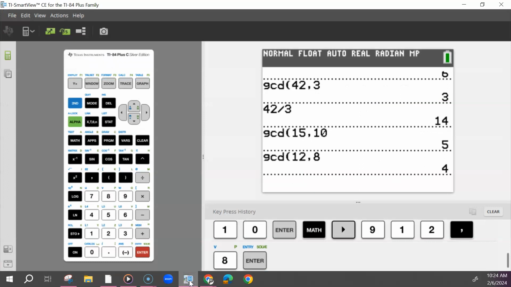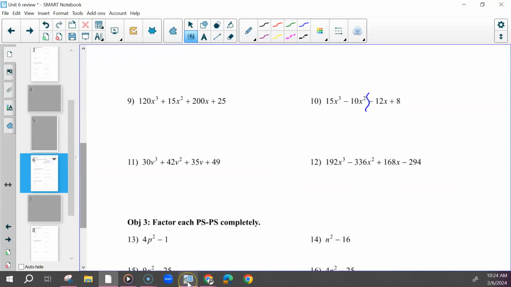We found the GCF already to be 5. And these both have at least 2 x's, so I can make that 5x squared that we're dividing each thing by. And I would have to see what would be left when I divide those. So this would give me 3, just 1x minus 2, and there would be no x's left there.